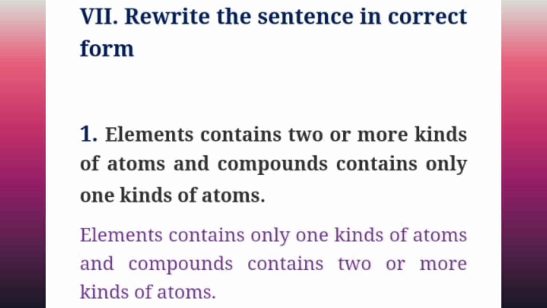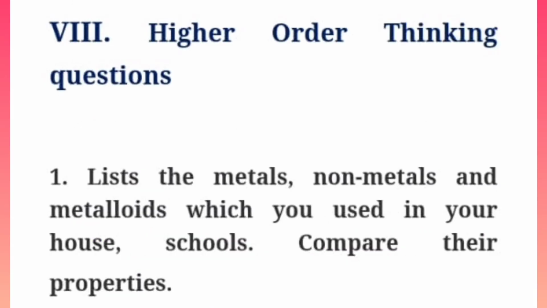Seventh Roman letter, rewrite the sentence in correct form. First one, elements contain two or more kinds of atoms and compounds contain only one kind of atom. Answer, elements contain only one kind of atom and a compound contains two or more kinds of atoms.